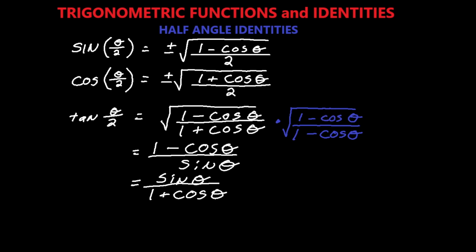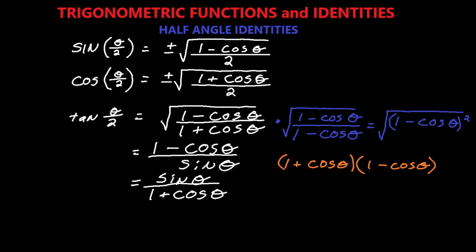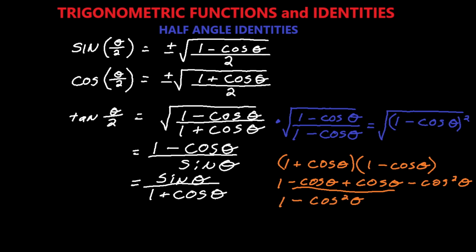So for the numerators, 1 minus cosine theta times 1 minus cosine theta is 1 minus cosine theta squared. And on the bottom, I would actually have to do FOIL. So multiplying the first terms, I get 1. Then the outer and inner terms are minus cosine theta and plus cosine theta. And then the last terms, signs are different, minus cosine squared theta. Minus cosine theta plus cosine theta add up to 0, so we get 1 minus cosine squared theta.